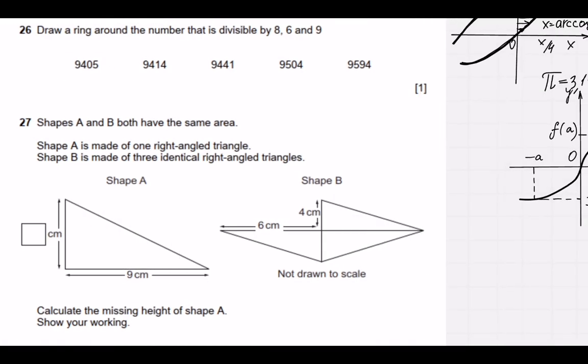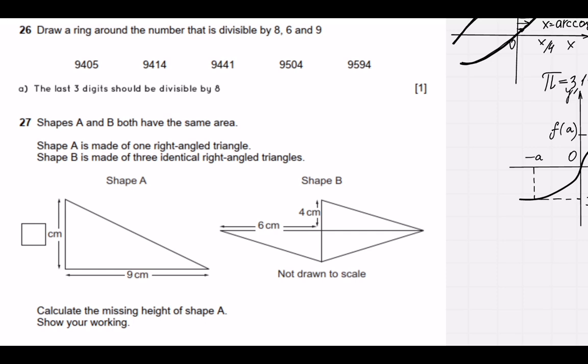Draw a ring around the number that is divisible by 8, 6, and 9. How to be divisible by 8? The last 3 digits in table 8. So this means that I need to use long division. So let's go through the questions, because I will not start with dividing by the last 3 digits and by 8 and use long division. This will take a long time.